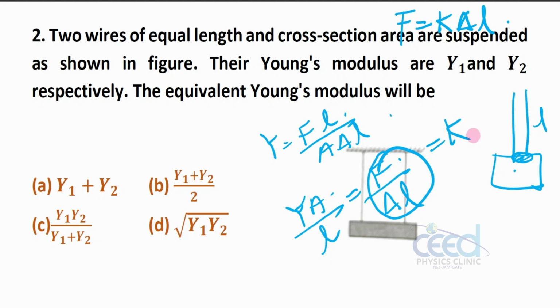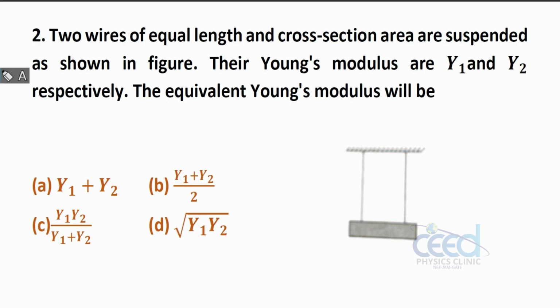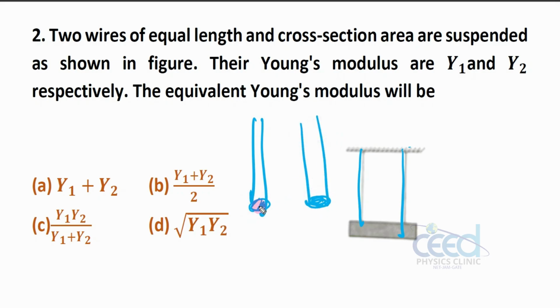Now two wires, from the figure it is clear that the two wires are parallel, right? So one wire is this, one wire is this. Its area is A, identical, two wires of equal length and cross sectional area, only the material is different. So it has K1, it has K2. Two springs are connected in parallel, so the effective spring constant is K1 plus K2.